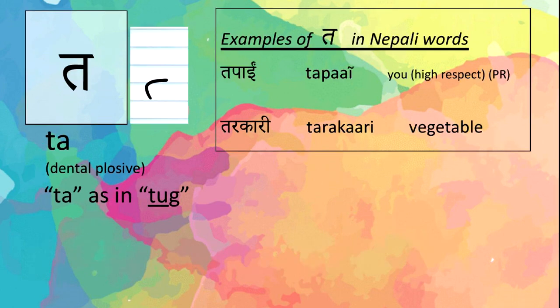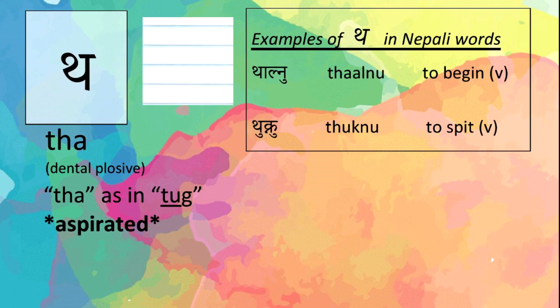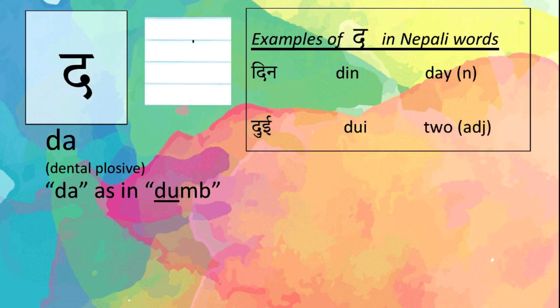Next we have ta, as in tug. Examples of ta are tapai, which is the high respect form of you, and tarakari, which means vegetable. After ta is tha, the aspirated version of our previous letter. It is still ta as in tug, but it's an aspirated sound. And no, it is not like th, like thank you, it's tha. Examples of tha are thalnu, which is a verb meaning to begin, and thuknu, another verb which means to spit.